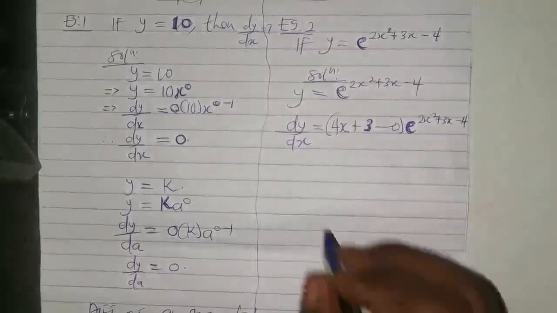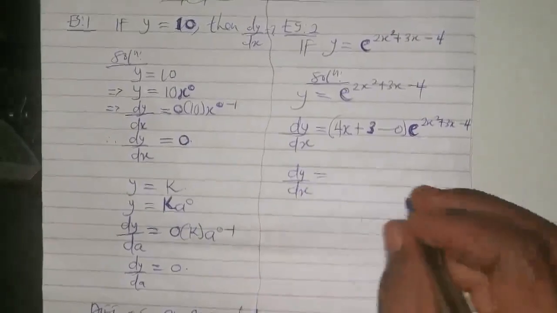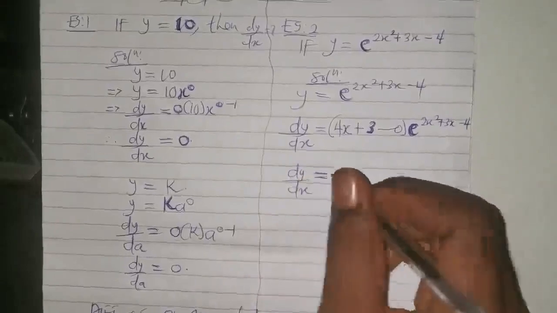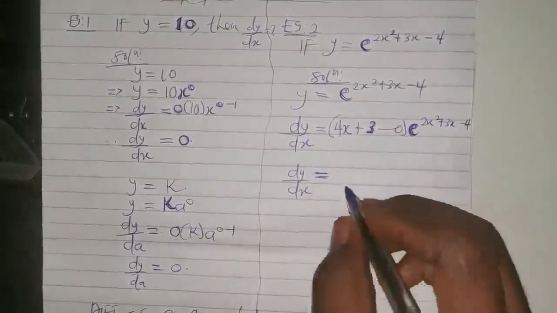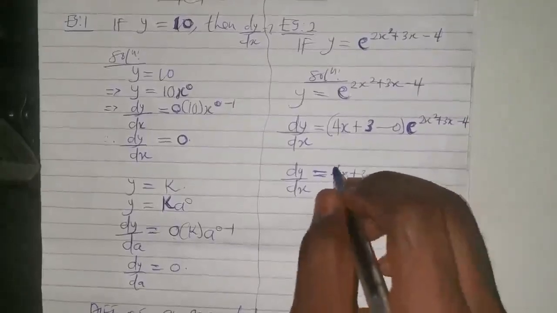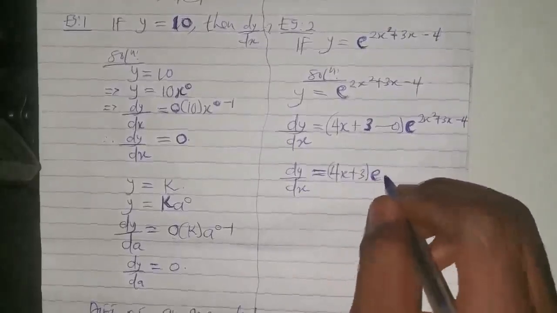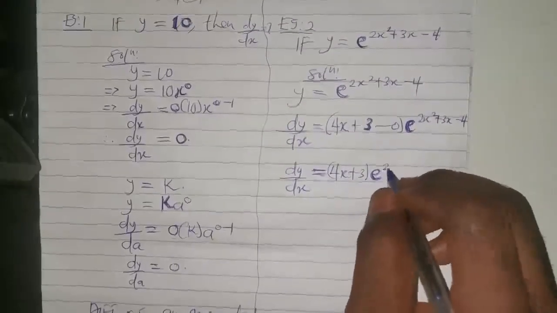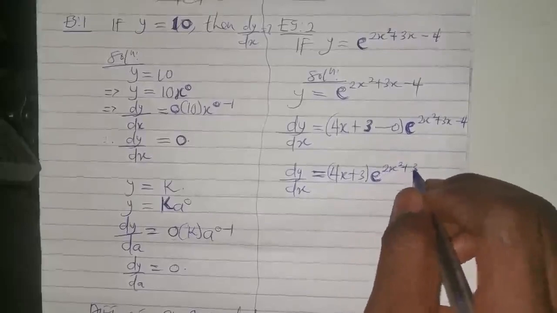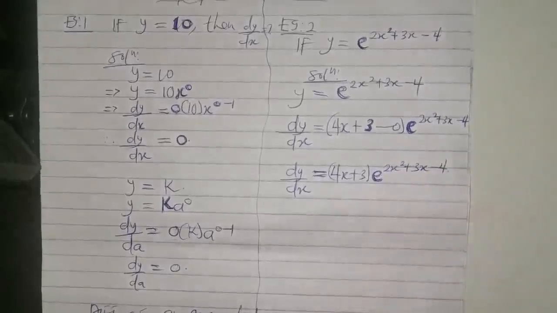Hope that is clear. So therefore my dy over dx is equal to 4x plus 3. Because it's 2 terms, I need to bring the bracket. Then I have my exponent, 2x squared plus 3x minus 4. So that's how this aspect works. So you need to take care of that.